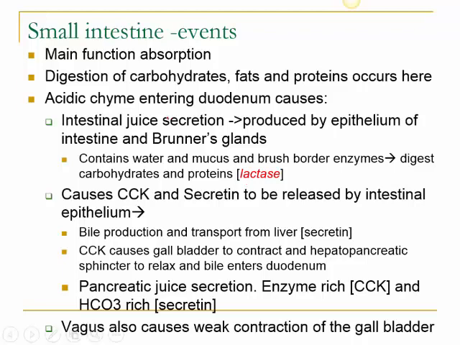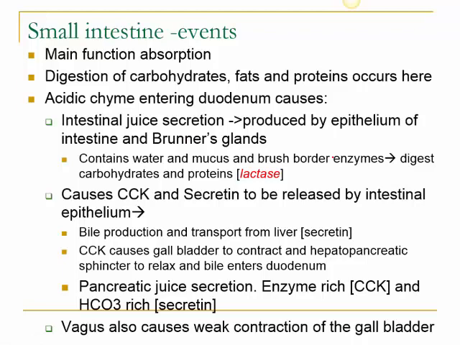So let's see how the events turn out. Acidic chyme is coming from the stomach. It's acidic in nature, and enters the duodenum, where it will stimulate the duodenal mucosa and cause intestinal juice secretion. This intestinal juice contains water and mucus, because you have lots of goblet cells. The mucus comes from the goblet cells as well as the Brunner's glands, which are present in the duodenum. Plus, if you remember, I told you that the brush border or the microvilli produce certain enzymes. So brush border enzymes will be liberated.